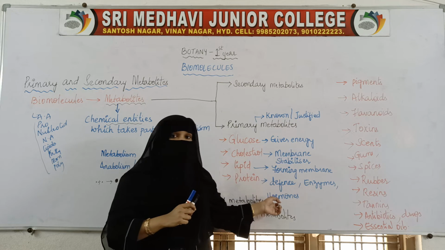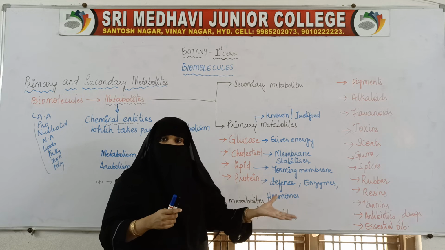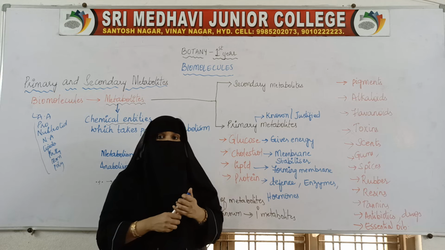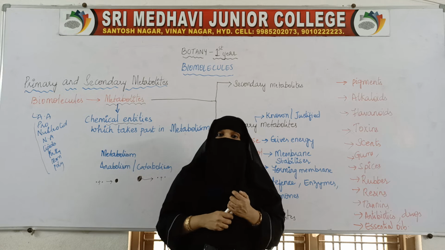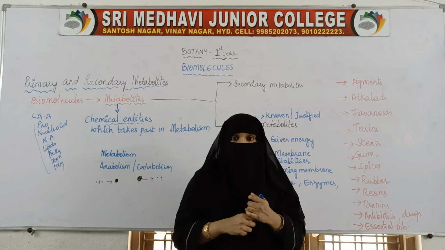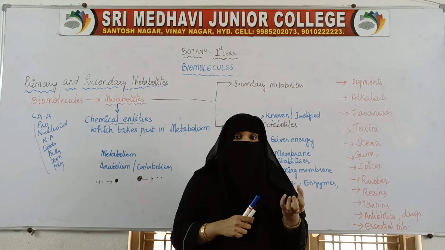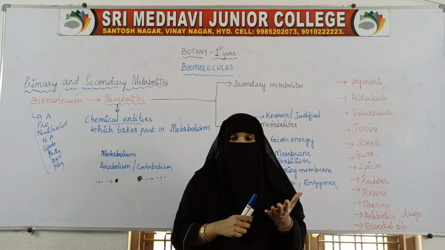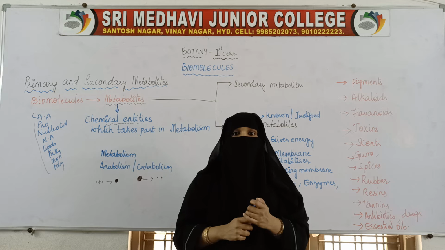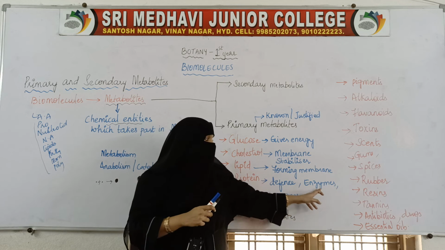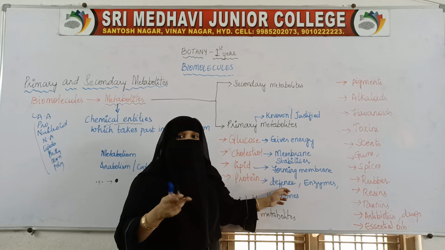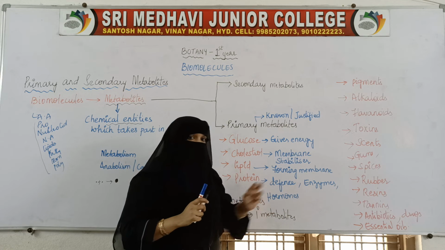Okay, so hormones. Hormones are nothing but they are helping in the growth. Hormones are chemical substances which regulate the growth of the living organisms. So these hormones are nothing but proteins. So these proteins will be helping in regulating our body. These proteins help in the digestion. These proteins help in fighting with the diseases. So different types of proteins.